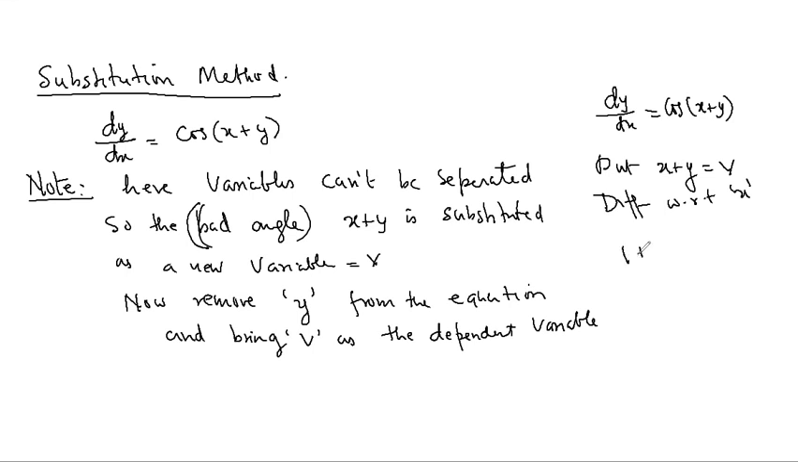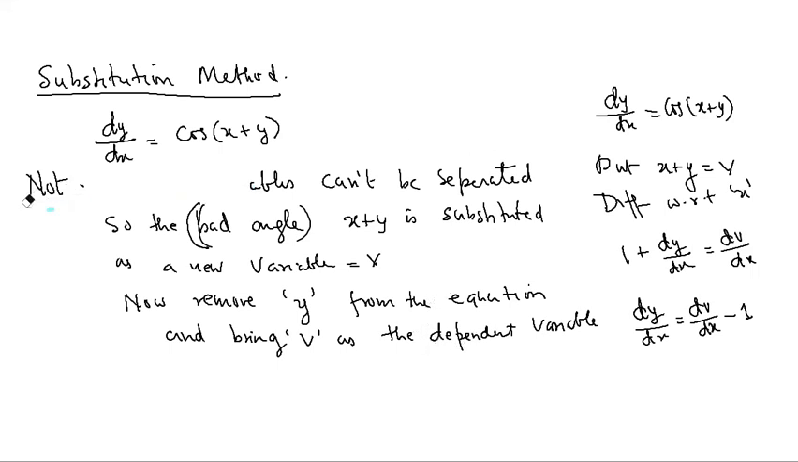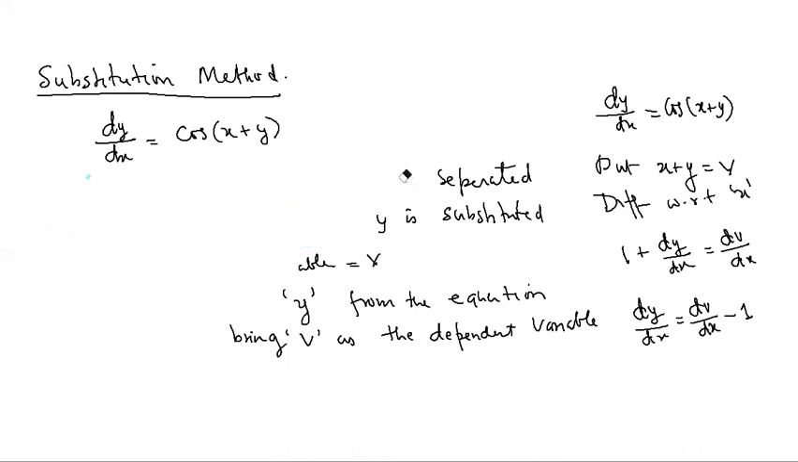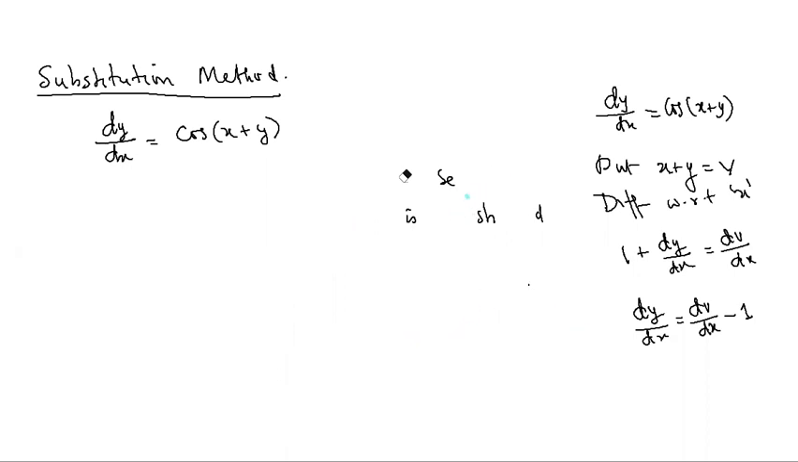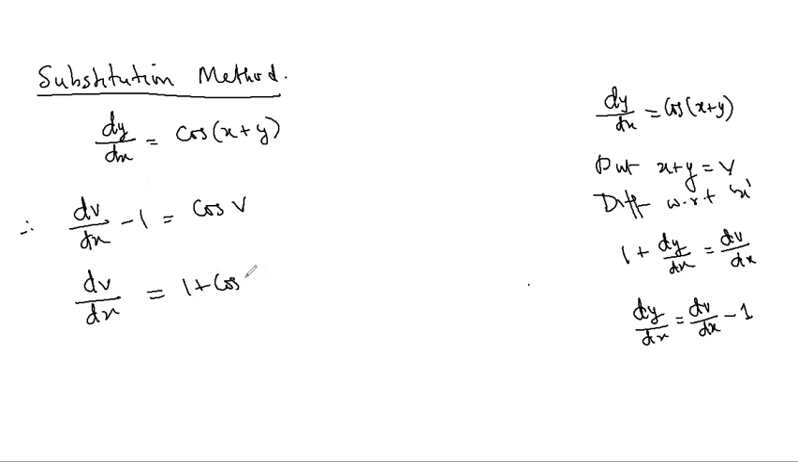When you differentiate, x became 1, y became dy by dx, and v became dv by dx. So in place of dy by dx, you will replace dv by dx minus 1. Okay, so now my equation became, this is a continuation, dv by dx minus 1 is cos v. Now you can separate the variable. So dv by dx is 1 plus cos v. So dv upon 1 plus cos v is dx. Now it is a variable separable problem.